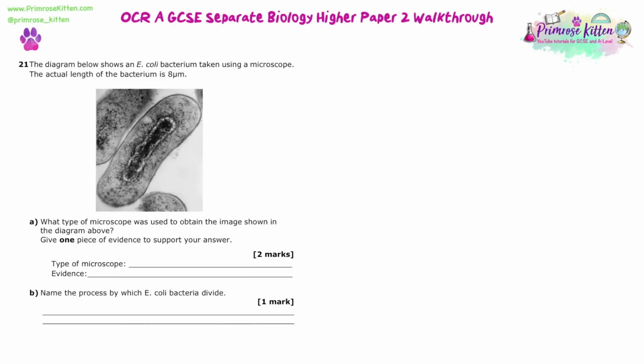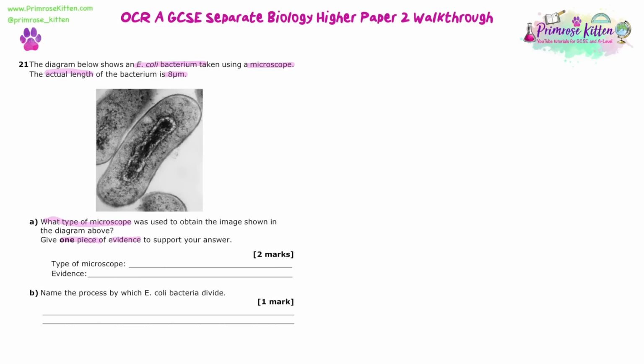So on to question 21. The diagram below shows an E. coli bacterium taken using a microscope. The actual length of the bacterium is 8 micrometers. Okay, so the first question asks us, what type of microscope was used to obtain the image shown in the diagram above, and give one piece of evidence to support your answer.